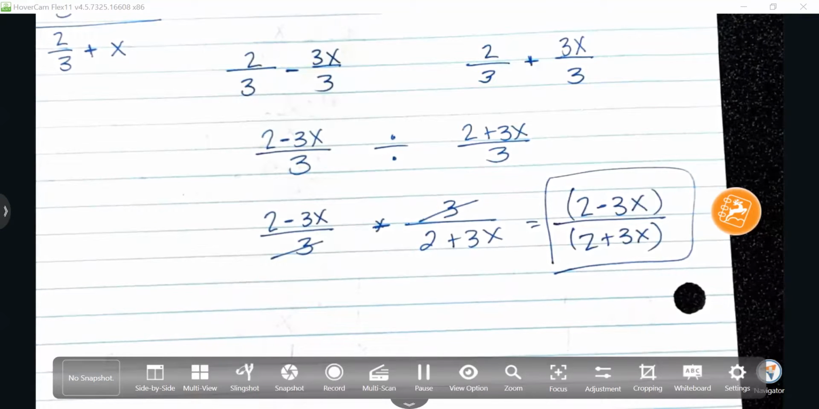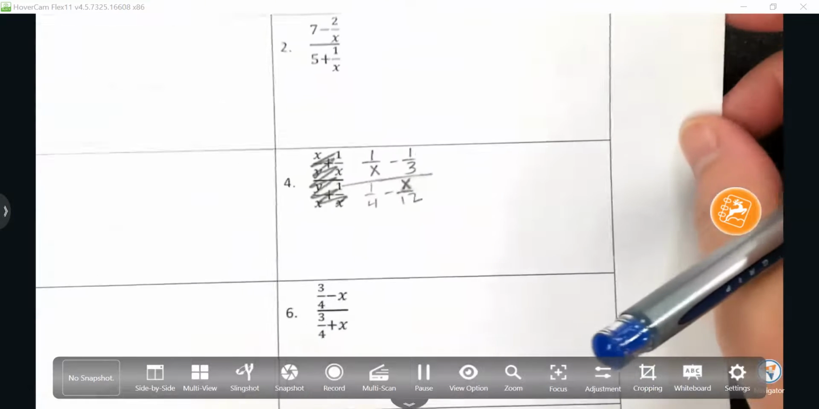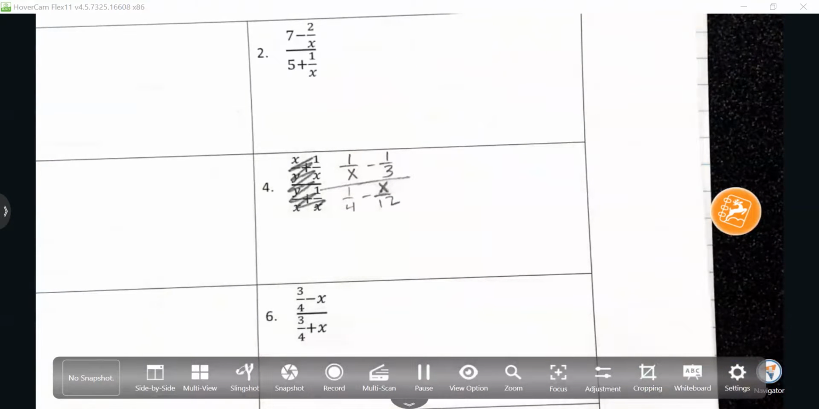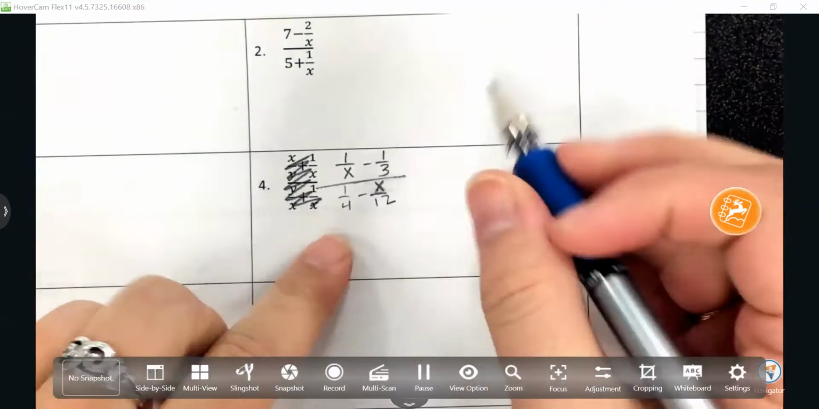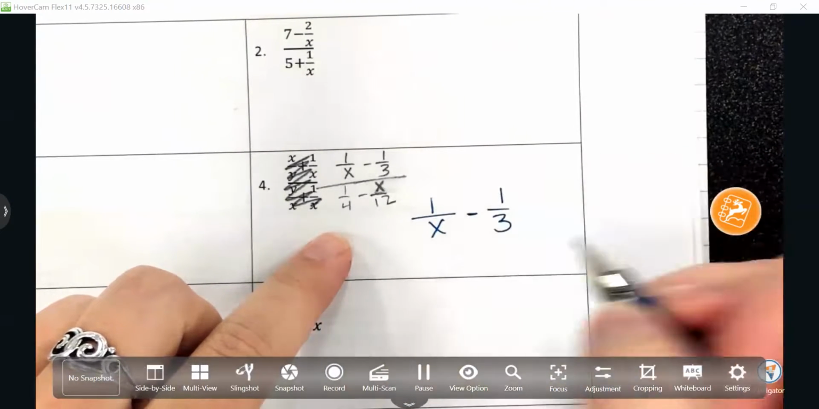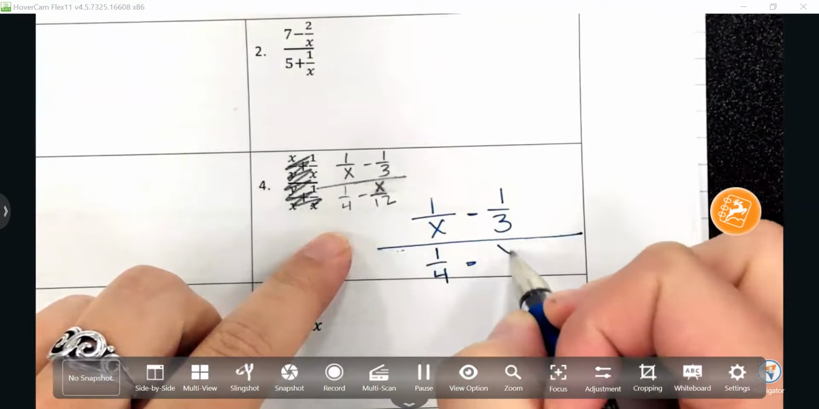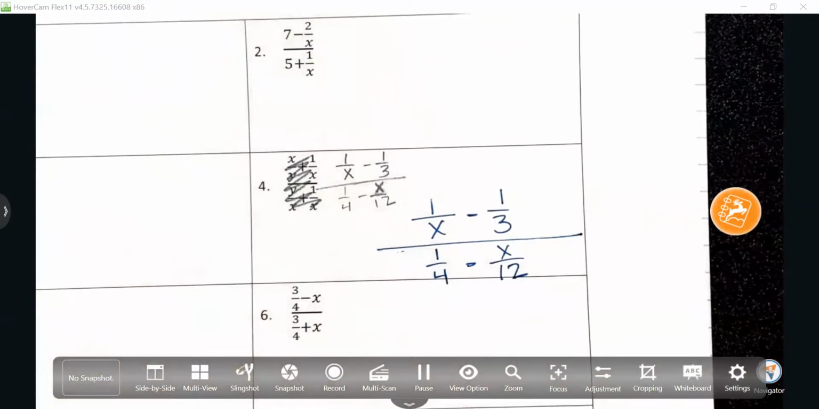All right, so on your packet, since I changed example number 1, there's one problem on your packet we need to change. So everybody on your packet, go look at number 4. And I'll write it bigger so that you can see it. Number 4 needs to be changed to this: 1 over x minus 1/3 all over 1 over 4 minus x over 12. We didn't teach you the ones with 2 letters in there.